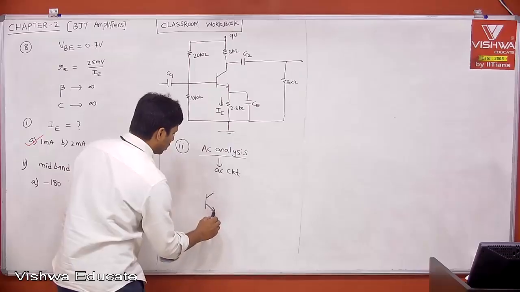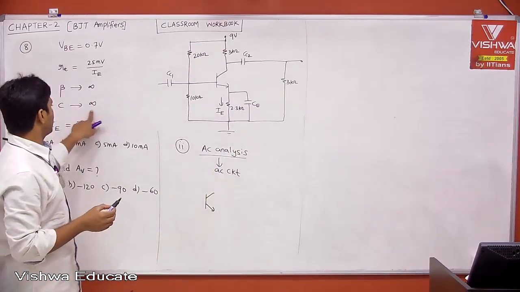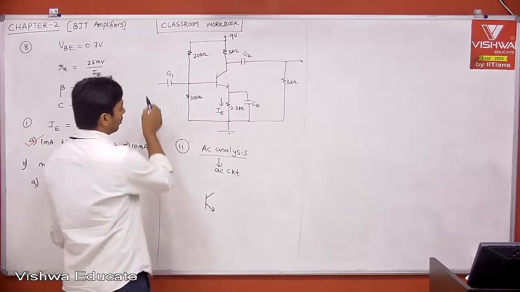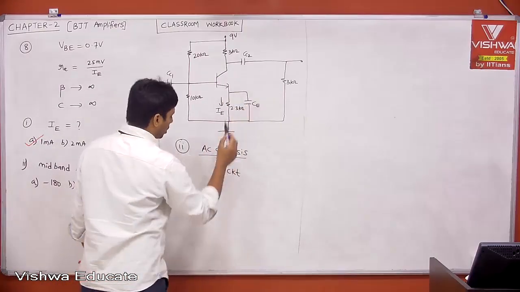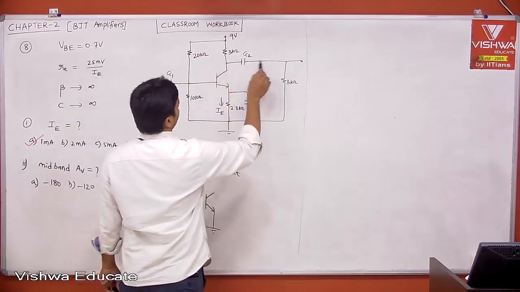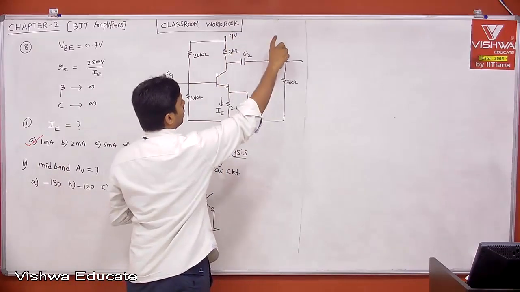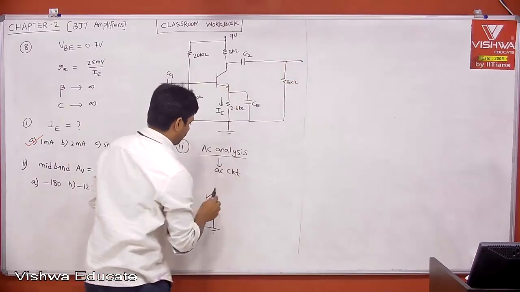This is the transistor. Here the emitter is connected to ground because C is very high. When I say C is very high, for signal frequencies at the input, this is a short circuit. Therefore, the emitter is connected to ground. Now this is a short circuit. The 9 volt is connected to ground for AC analysis. Then 3K is coming in parallel to 3K.